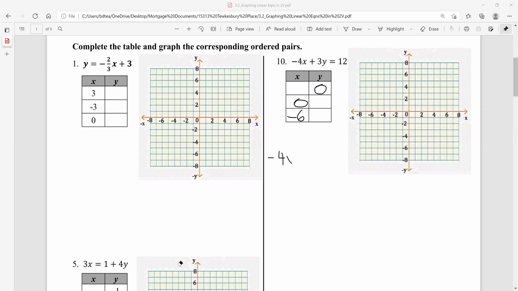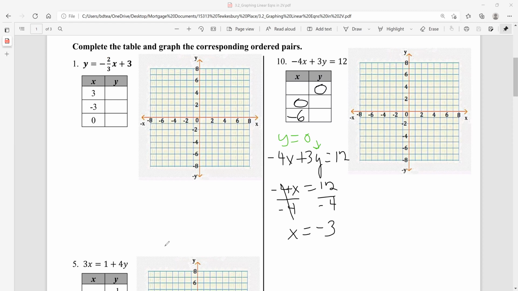Negative 4x plus 3y equals 12. So when we let y equal 0, we can almost do this in our head, maybe. So when y is 0 here, then we have negative 4x equals 12, divided by the same sign coefficient, divided by negative 4. So here x equals negative 3.